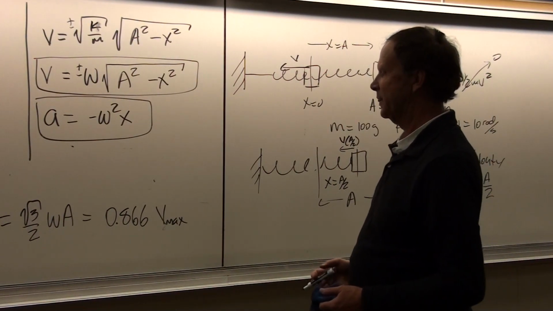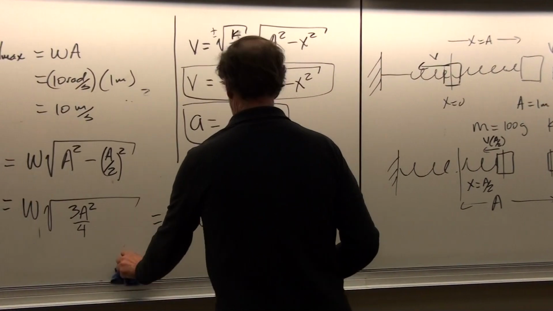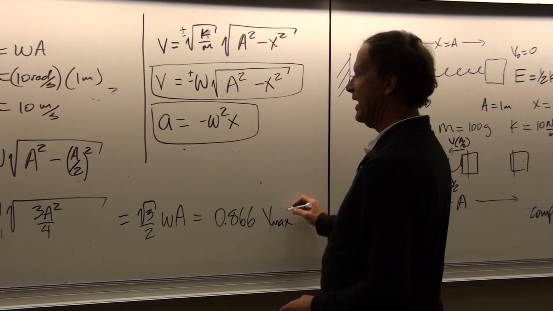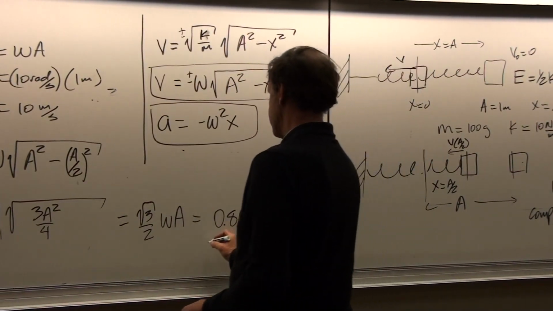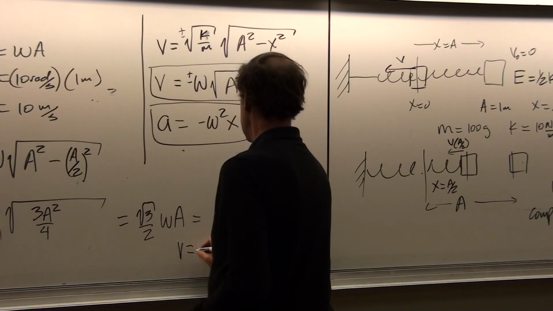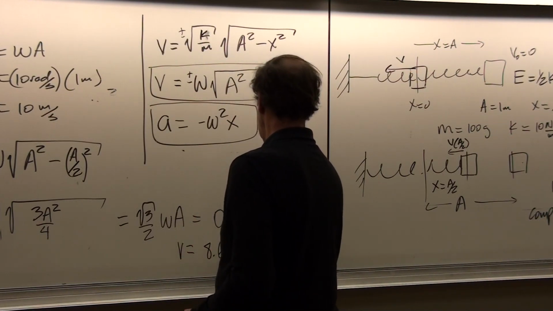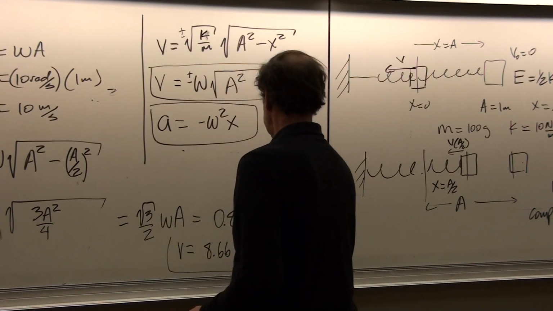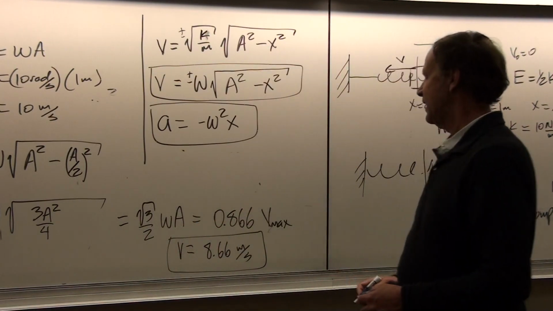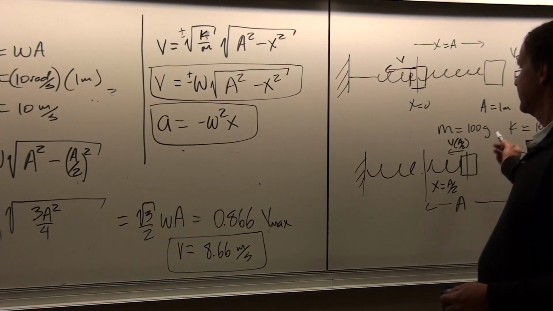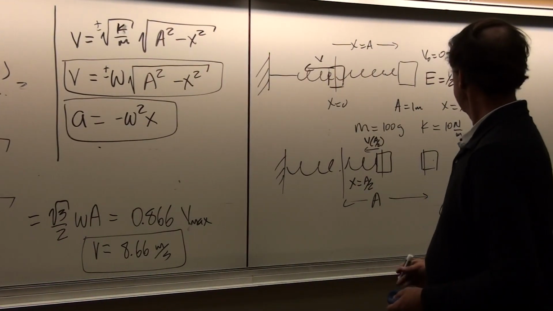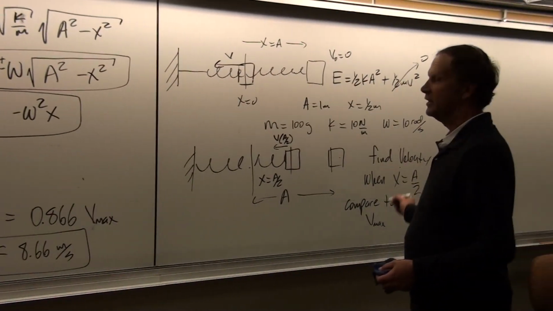So if we wanted to write this in terms of Vmax, and Vmax was 10 meters per second, then the velocity would be equal to 8.66 meters per second. So that would be our velocity when x equals A over 2. Okay, so that's one question that we can ask.